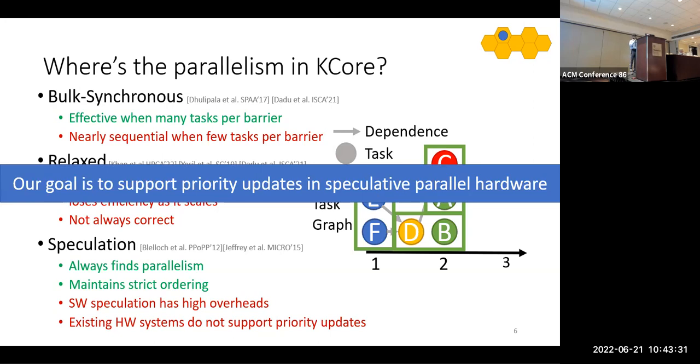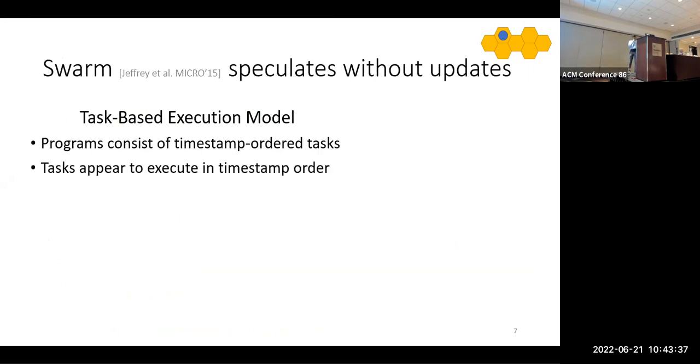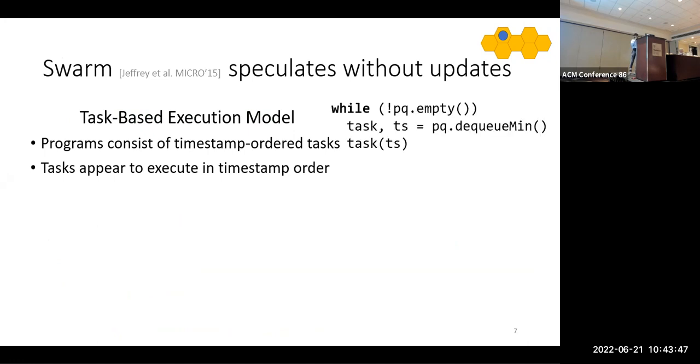The previous state of the art for task-based speculative parallelism in hardware is the Swarm architecture. Swarm programs consist of short timestamp tasks which use an enqueue operation to convey new tasks to hardware. These tasks will appear to execute in timestamp order, and Swarm's hardware gives the illusion that they are being dequeued from a single sequential queue, but in reality, they are executing speculatively and out of order.